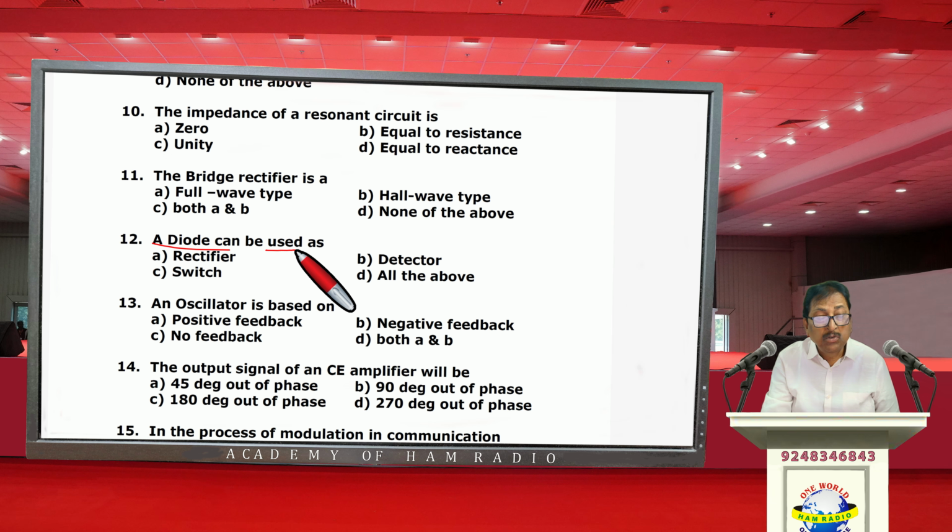A diode can be used as a rectifier. It is correct. So alternating current can be converted into direct current by a diode. It also works as a detector, demodulation, separating audio waves from the radio waves. So it can be used for that purpose also, and also it works as a switch.